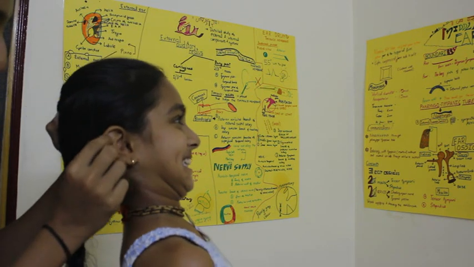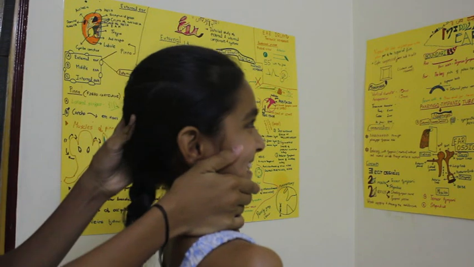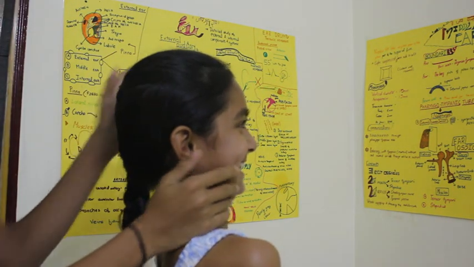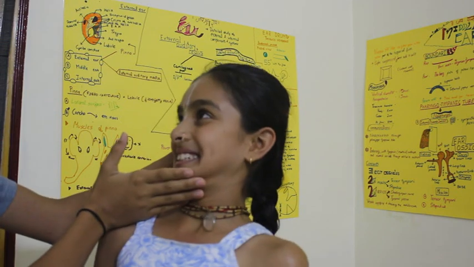This is the ear, face, anterior surface, lateral surface. Why are you laughing? Posterior surface and the other lateral surface.